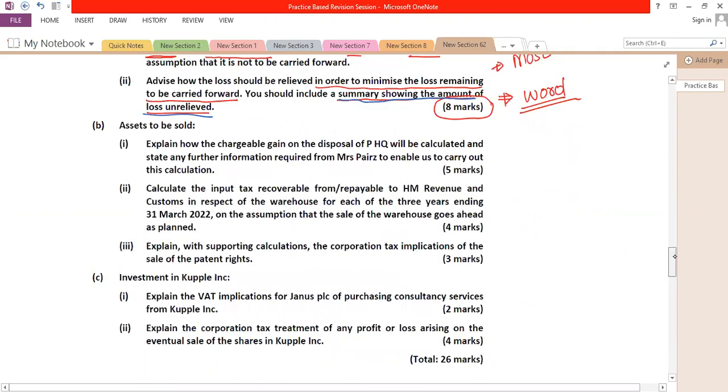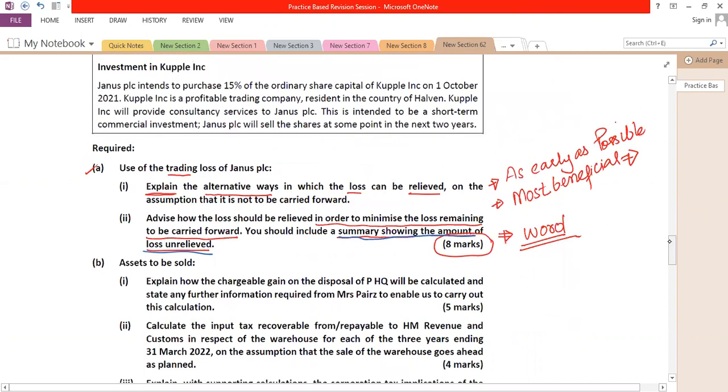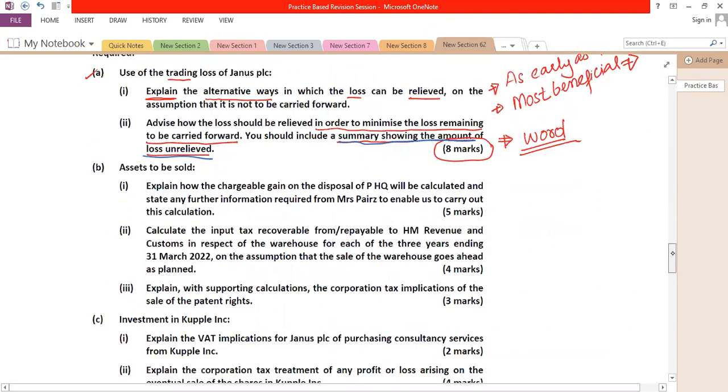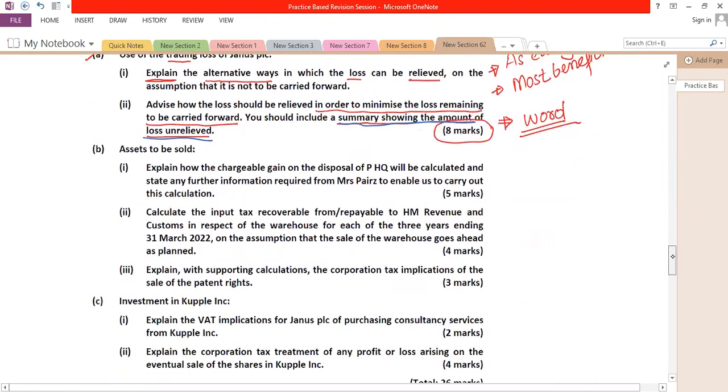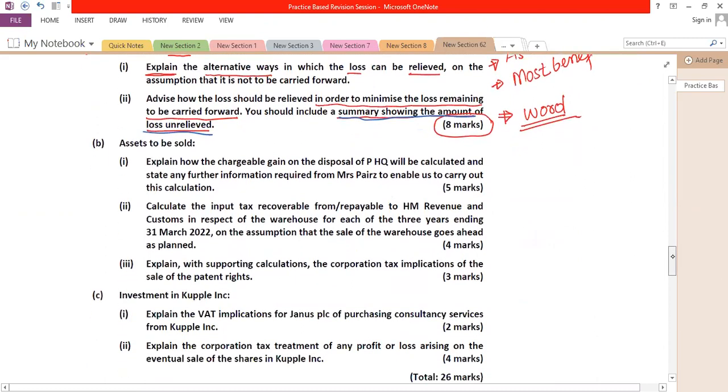Now look, I have covered the entire A part: the explanation, the calculation, the summary amount, and total marks are 8. Okay. Any question on this solution, this working, anything you want to ask?